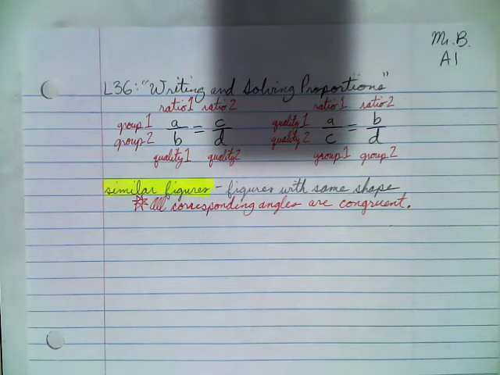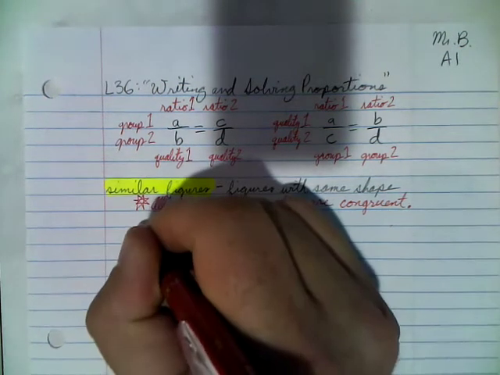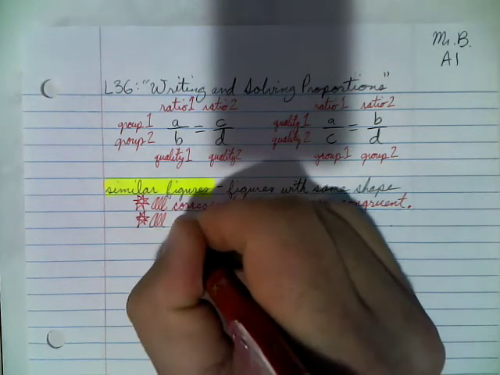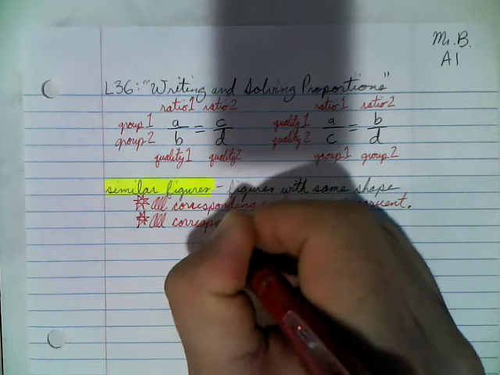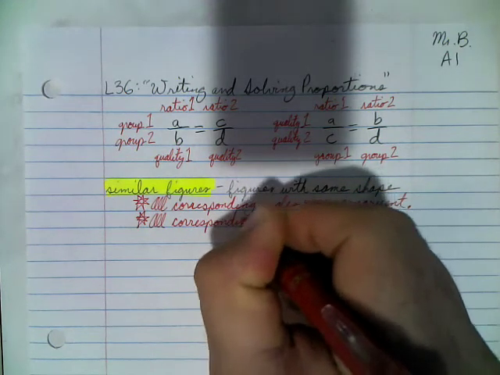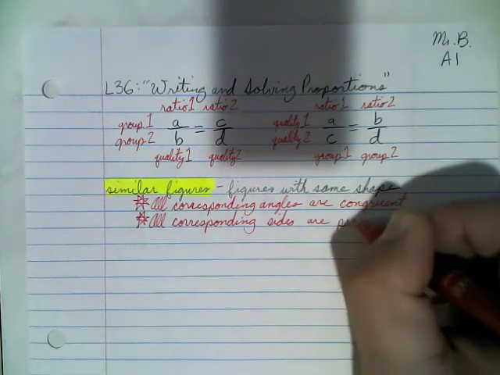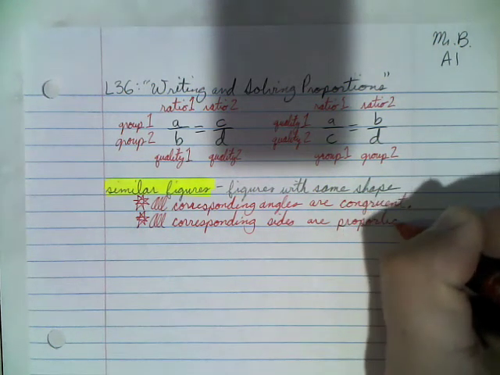So you could have similar figures that have the same shape and are the same size, or you can have similar figures that are the same shape but not the same size. Both are possibilities. And so we can't say that their corresponding sides are congruent. Instead, though, what we can say, because they have the same shape, is all corresponding sides are proportional.